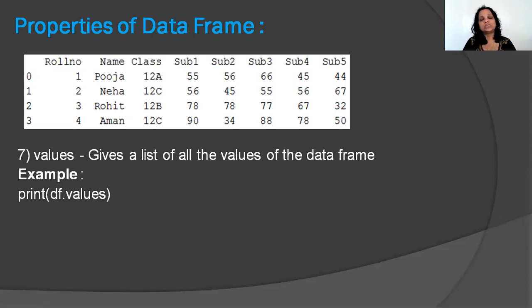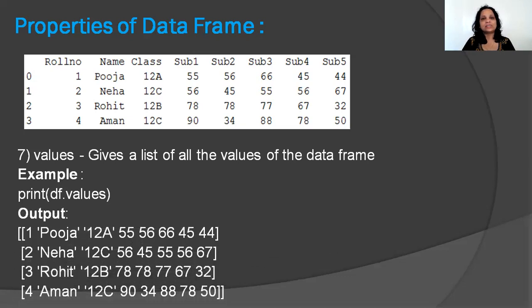And the last one is values, where it shows you each row of your data frame as a list. So it's a nested list. So it's a bigger list. And within the list, there are small lists where each list is one row of the table, as you see here. So I hope the attributes are clear to you and you don't have any doubts.